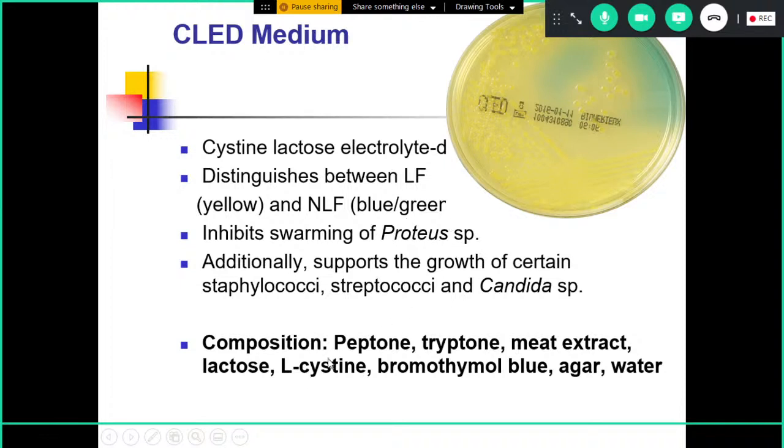So this is the composition of CLED. It allows the growth of virtually every bacteria that you expect in urine. Of course, I'm not talking of fastidious organisms, which are anyway rare. So this is the preferred medium to the combination of blood agar and MacConkey. And this is what we are using in our laboratory.